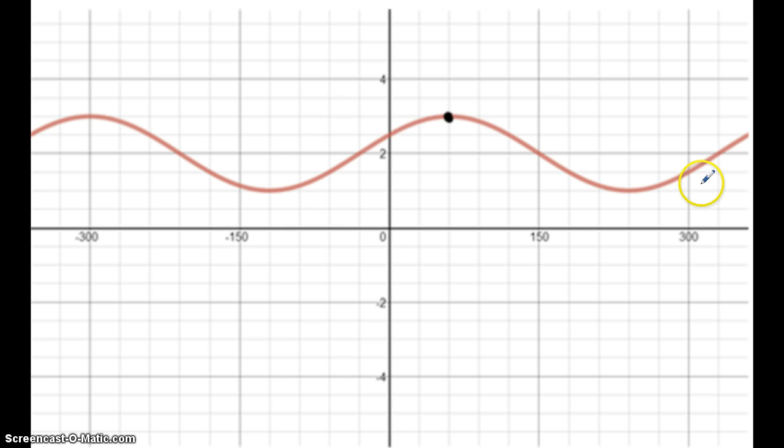The minimum would be halfway between the beginning and the end. The minimum looks like it's right here. And our 2 zeros were halfway between the beginning and the midpoint, and between the midpoint and the end. So this is probably where our zeros are.